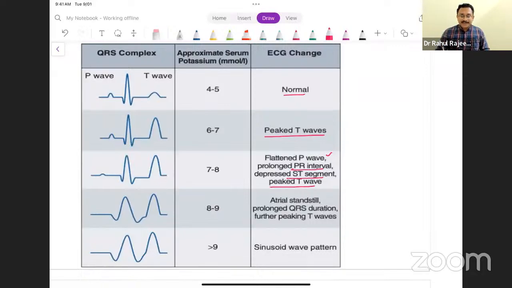Okay, so these changes that happen in the P waves, PR interval and ST segment are also important, because you may get a question. Then again, as the hyperkalemia progresses, you can see that the P wave gradually disappears. This is called an atrial standstill. You can also see there is a prolonged QRS duration and a further peaking of the T waves. And in extreme hyperkalemia, you get a pattern known as the sinusoidal wave pattern.